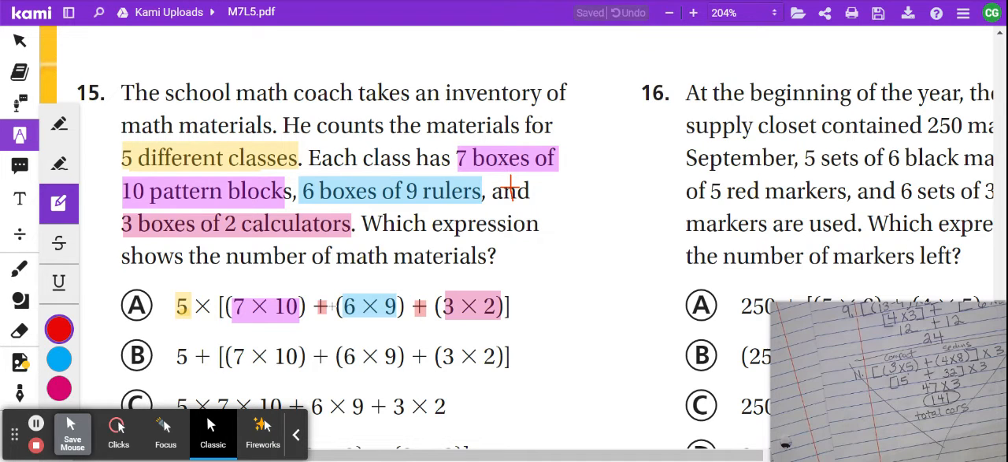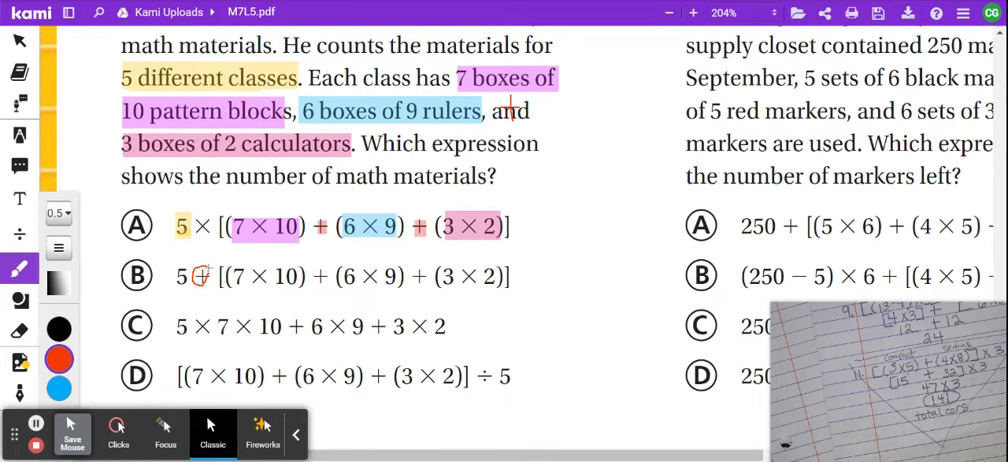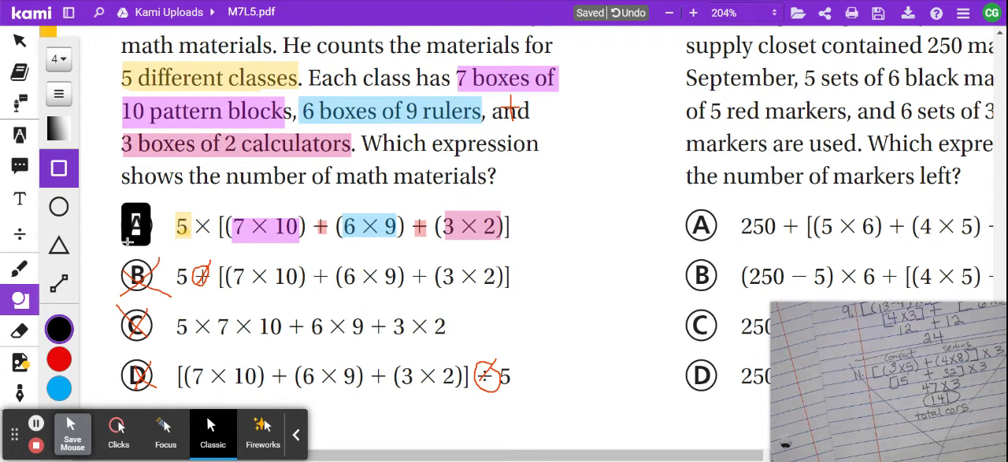So how many different ones? Because each class has those. Would we add here? No, so we're not going to be adding. That's wrong, so this is not a correct answer. 5 times 7 times 10, we're multiplying 5 groups of 7, then that total times the 10 groups, plus 6 times 9, and then 3 times 2. We're not going to do that. And then here it's 7 times 10, which we did, plus 6 times 9, which we did, plus 3 times 2, which we did. But are we dividing those between 5 classes? No, we're not dividing it. So the correct answer is A.